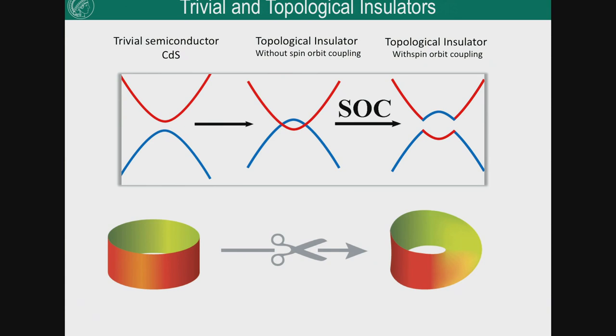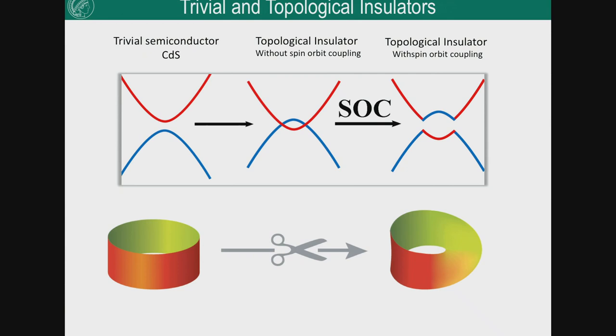So if we have this crossing point and we have heavy elements, spin orbit coupling can help to open up this crossing, because the spin is not a good quantum number. And we get the band structure which we see as the band structure for a topological insulator, where we have a part of the valence band and a part of the conduction band in the same band. This is symbolized by the Möbius strip, while this is symbolized by a donut.